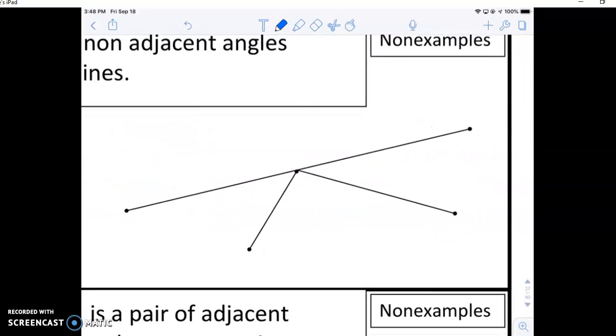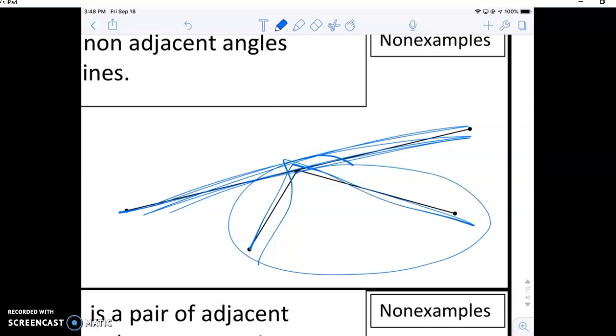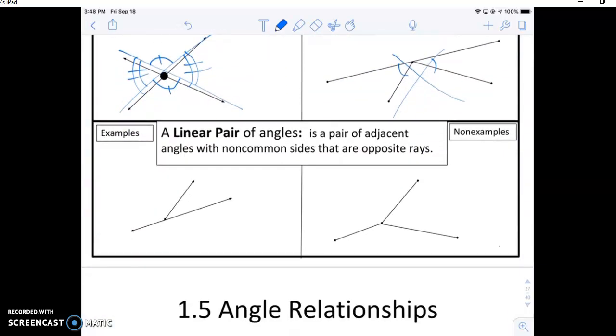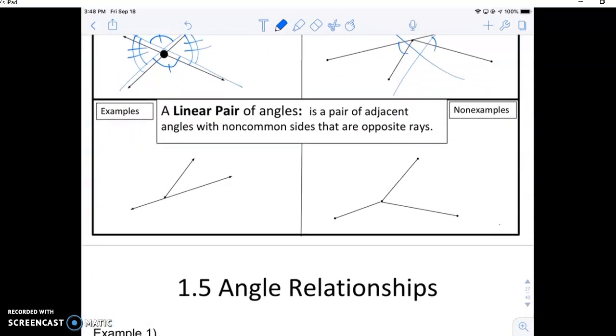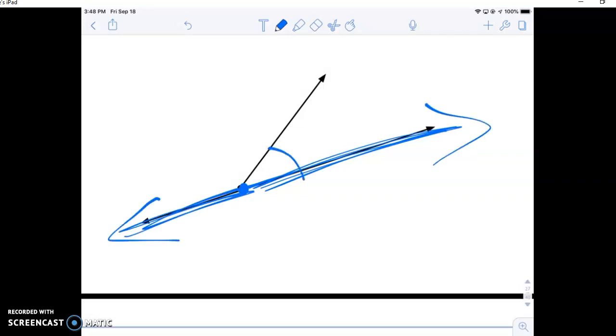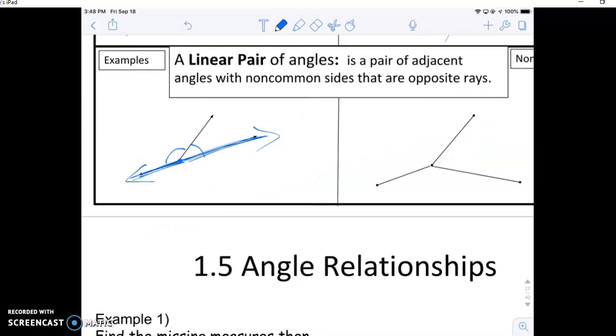This would be an example of not a vertical angle, because this is a straight line, but this is not a line, obviously. So these two angles would not be vertical angles. Next, a linear pair. A linear pair is actually just angles that are formed by two opposite rays. So if we looked at this example here, this is a ray, and this is also a ray. They're opposite rays. Angles formed by that, we call that a linear pair.